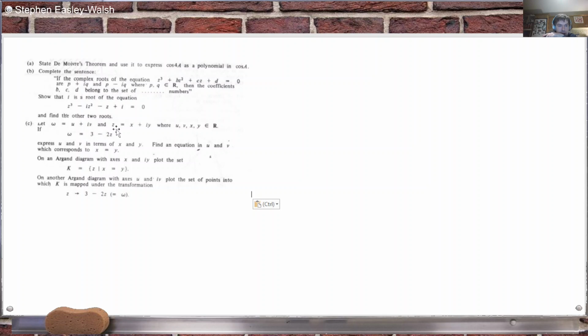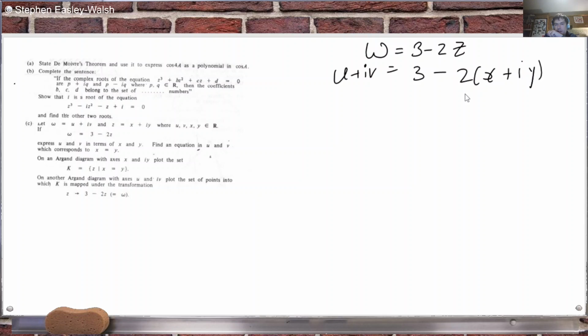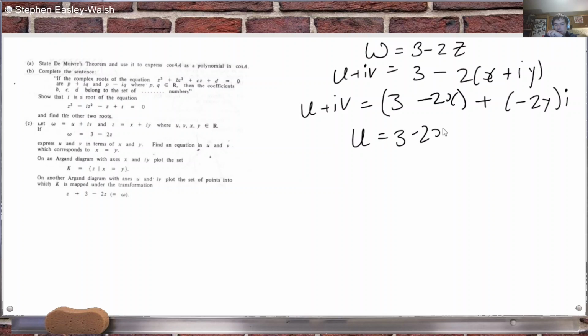We have omega and z, and omega is that. Okay, so omega is 3 minus 2z. Omega is u plus iv. That's 3 minus 2x plus iy. That's u plus iv equals 3 minus 2x plus minus 2yi. So that means u is equal to 3 minus 2x and v is equal to minus 2y.